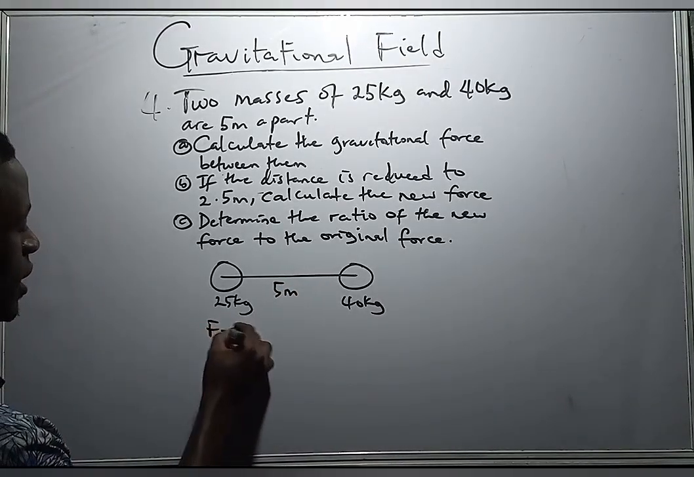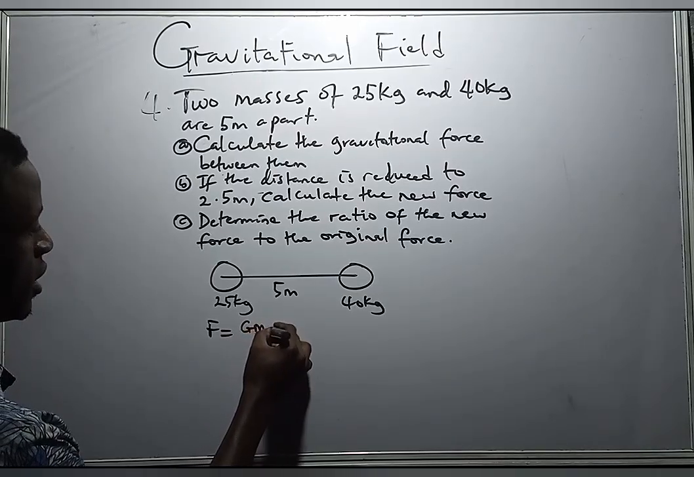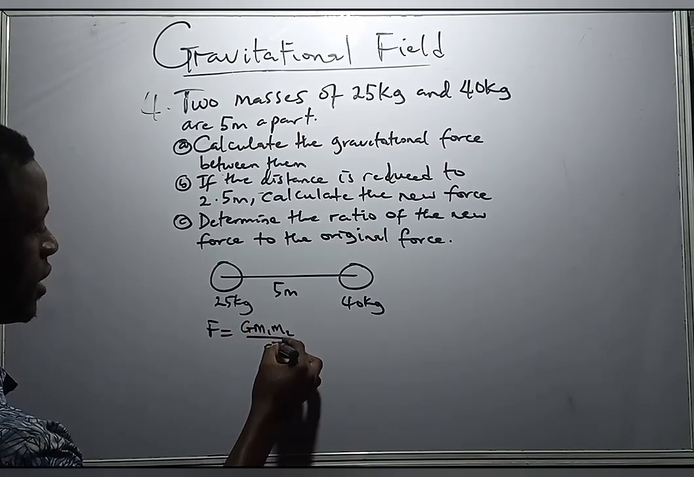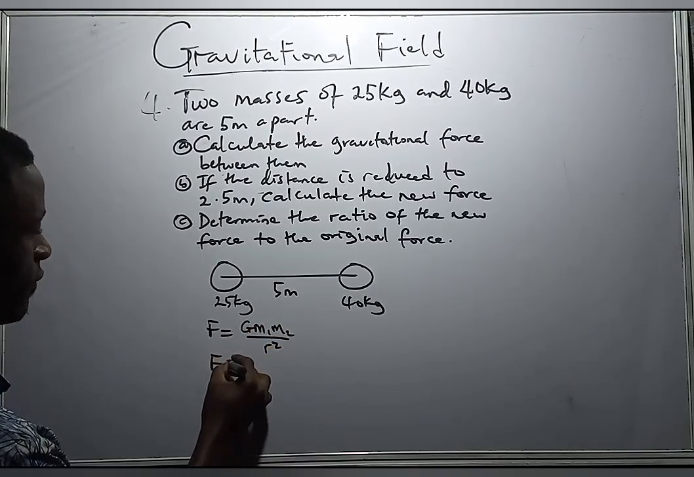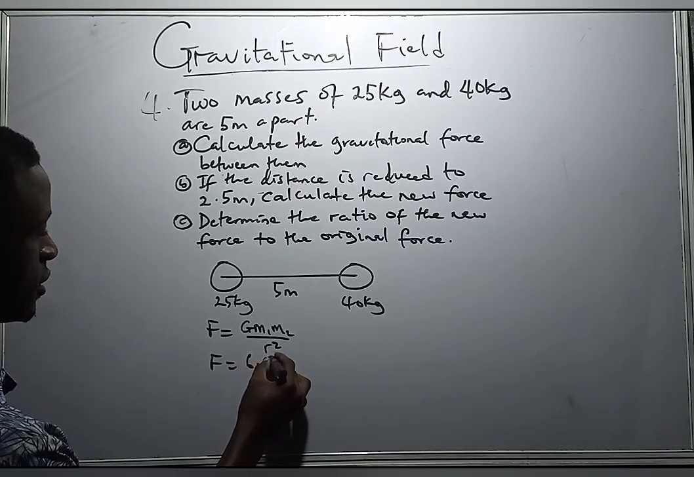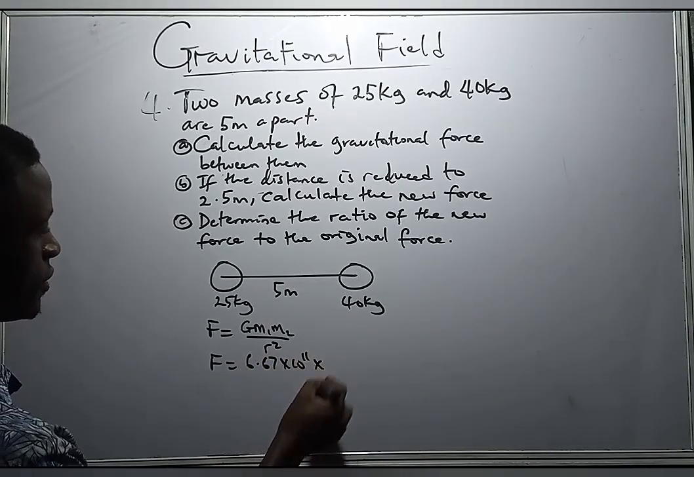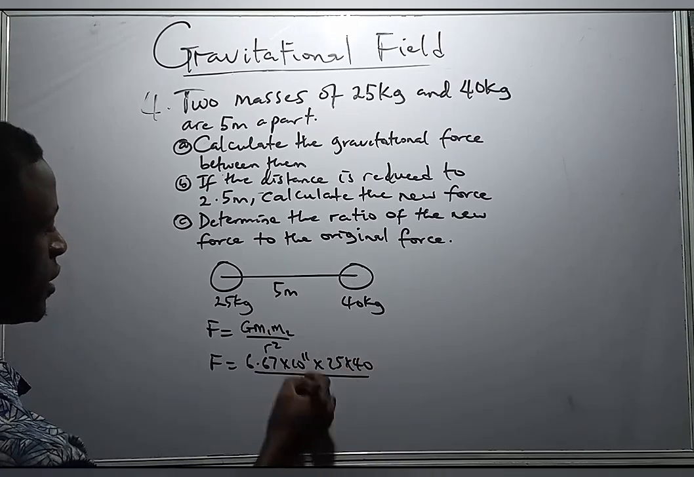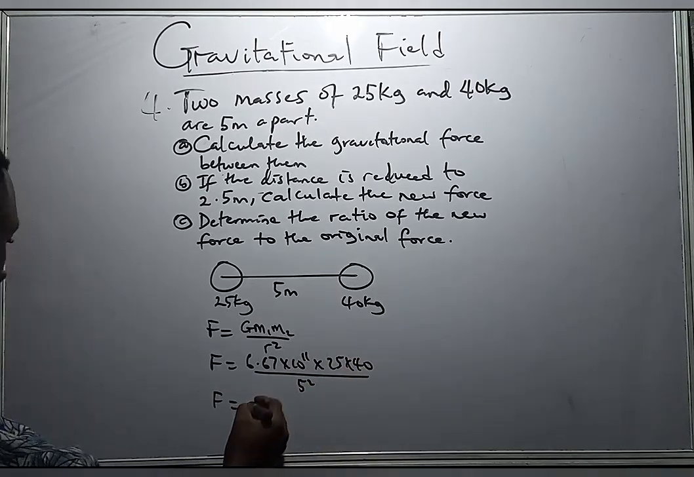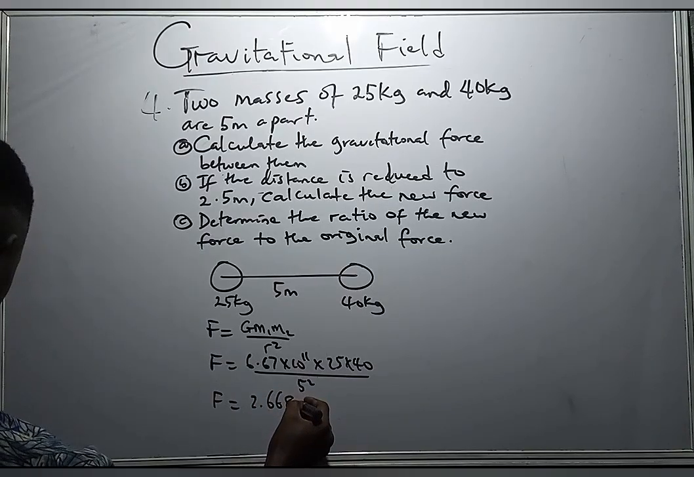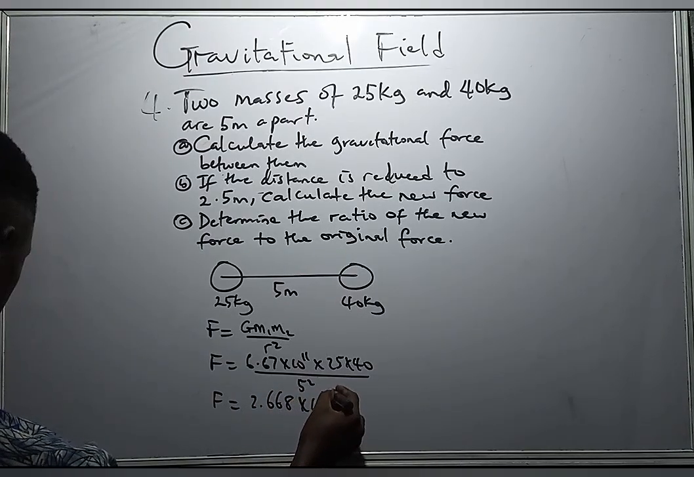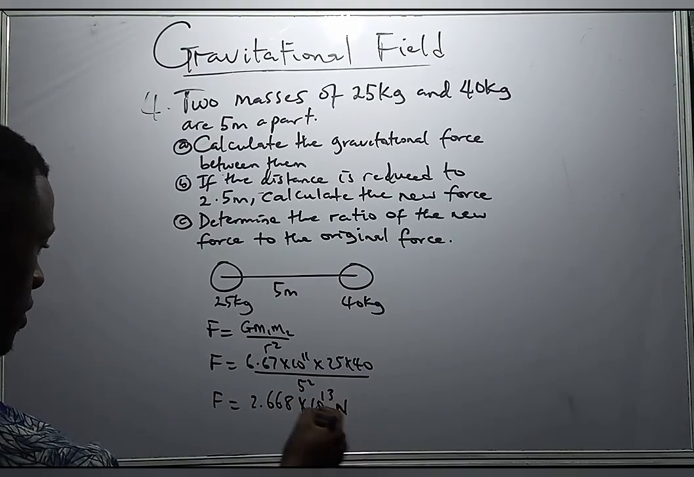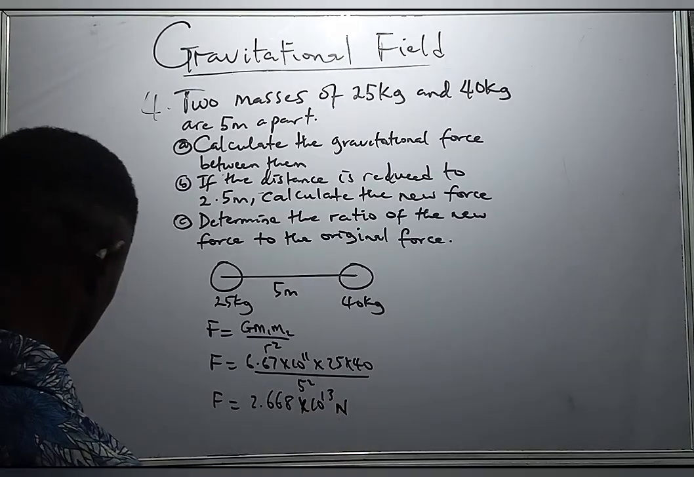So F is equal to G m1 m2 over r squared. That's F is equal to 6.67 times 10 raised to the power negative 11 times 25 times 40 all over 5 squared. If you do that, you get 2.668 times 10 raised to the power negative 9 Newton. That's what you are going to get. So that is for part A.